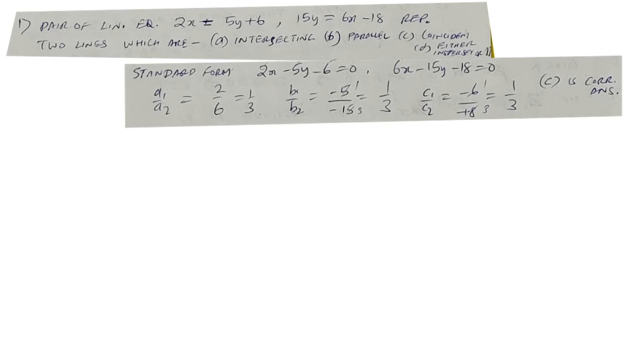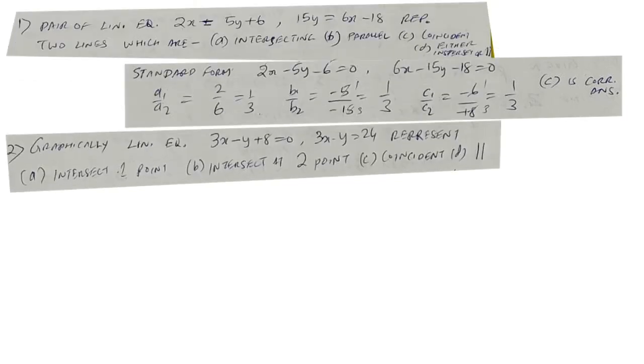So you can see that since a1 by a2 equal to b1 by b2 is equal to c1 by c2, these two lines are coincident. Okay, that they have infinite number of intersection points. So they are coincident. So C is the correct answer.